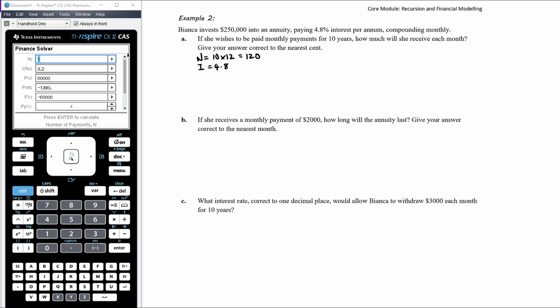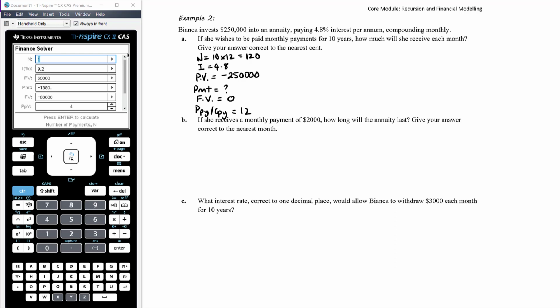Then what do we need? Principal value or present value. So the principal value, or the value at the beginning of this situation, is $250,000. Now she invests that into the bank, so that's going away from her to the bank, so that's negative $250,000. Payment is what we want to work out. How big will her payment be if she wants this annuity to last for 10 years and take out monthly payments? Future value: we want to work out what payments we can take out to get it down to zero over that 10-year period. So we want the future value to be zero. And our payments per year and compounds per year, we're taking monthly payments, and so they will both be 12.